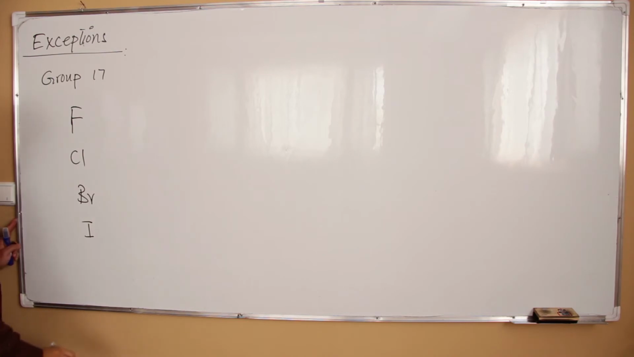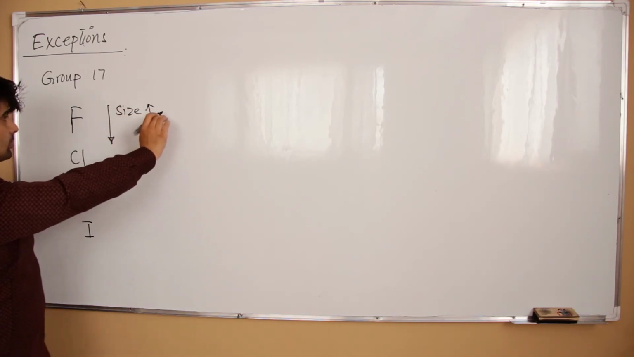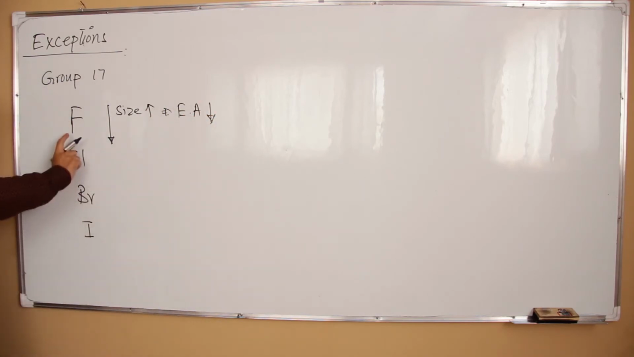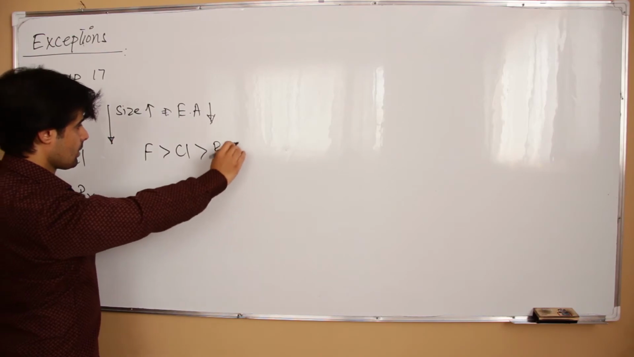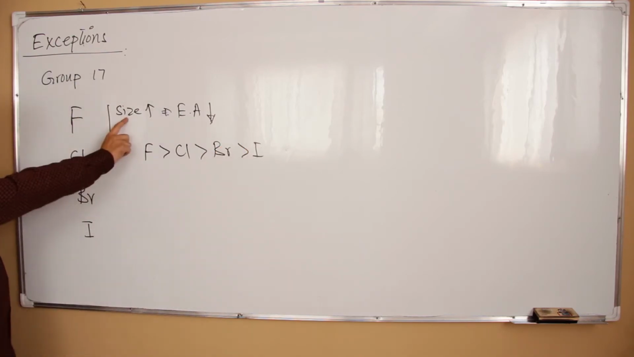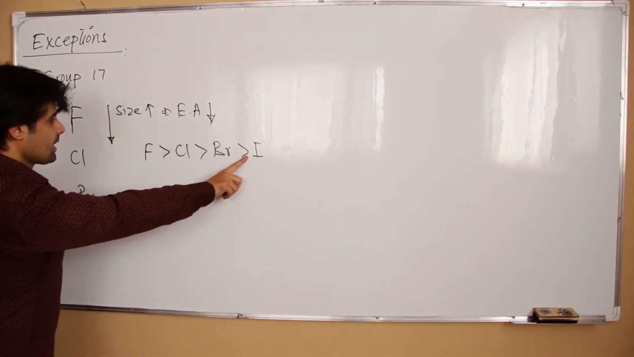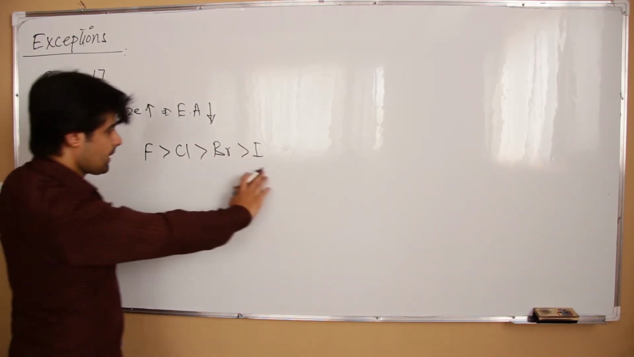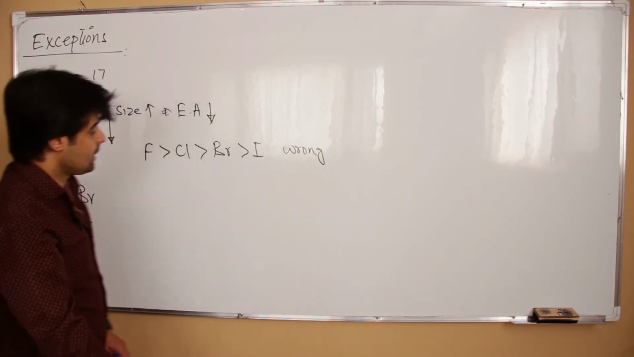What do you expect? Size from up to down is increasing, so electron affinity must decrease. It means fluorine has more electron affinity than chlorine, than bromine, and than iodine. Size is increasing, so electron affinity should decrease, so iodine has the least electron affinity in this group. Now, this is expected, but it is not right. It's wrong. Why? What is electron affinity?